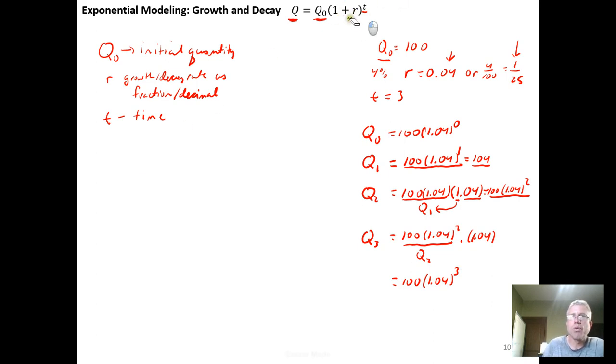So to come up with this formula, it's the same kind of idea. You say, I start with Q naught, and the amount that I'm going to have 1 year later, Q1, is just going to be Q naught times my growth rate, and really it's going to be to the first power. And Q naught here would be 1 plus r to the 0 power.